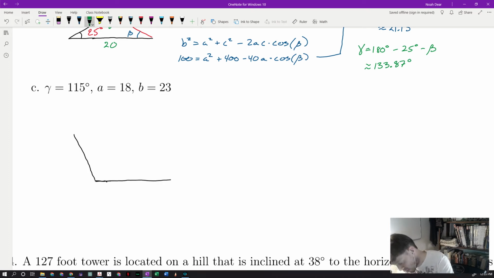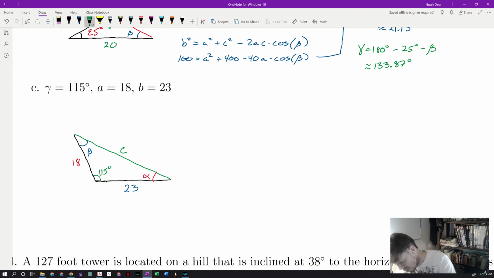So let's put 115 degrees here in the bottom left. I'll say A is 18 on the left side, and then B is 23 on the bottom. And so then the longest side across from the obtuse angle of 115 degrees, that will be side C. The top angle will be the beta, and then the bottom right angle will be alpha. Now I've drawn this.